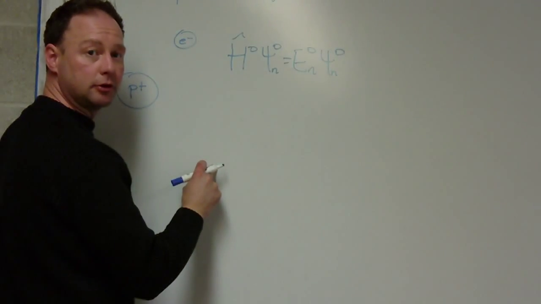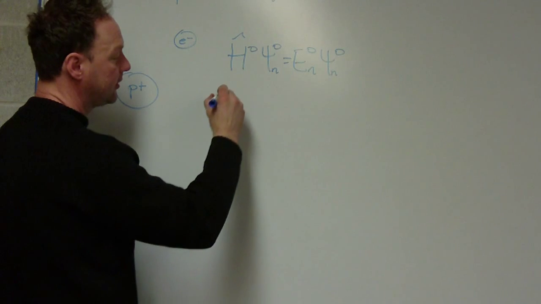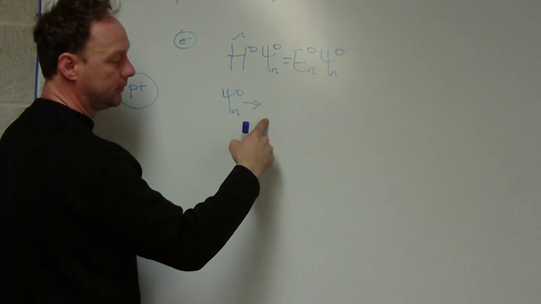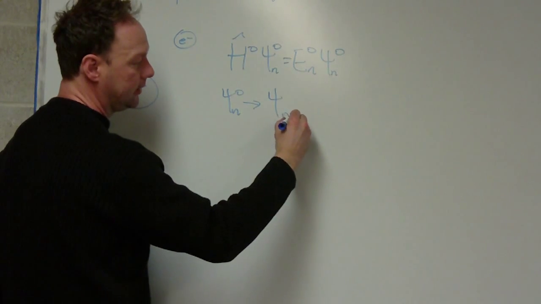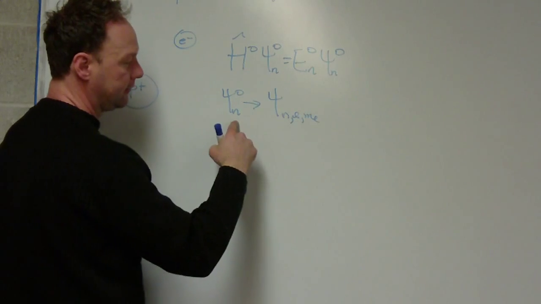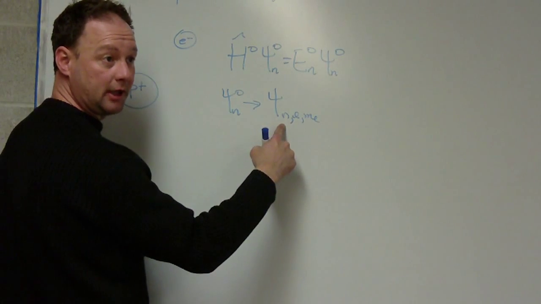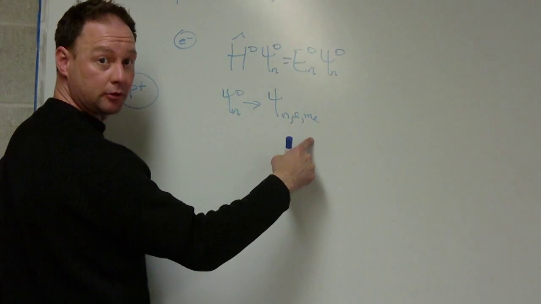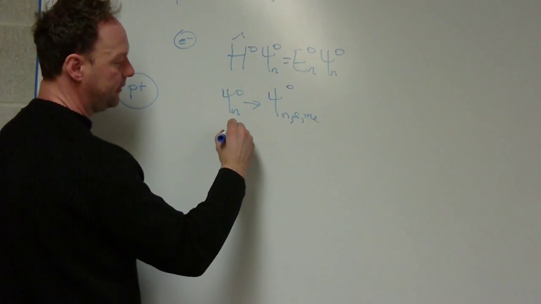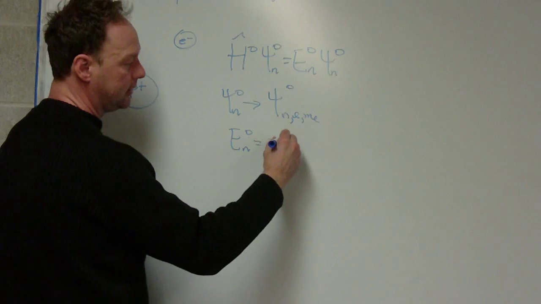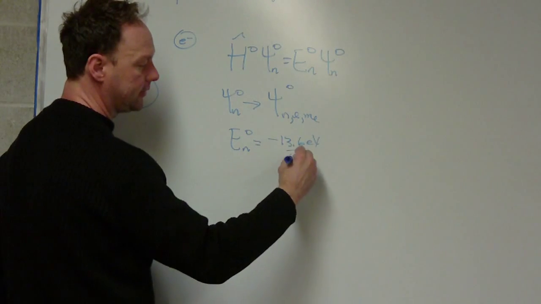It's going to look like this: H0 times psi n0 equals En0 psi n0. What are our solutions? Psi n0s go to, tell me. Psi A, psi B. Psi n, L, ml, right? So for every n, we actually have n squared degenerate solutions, right? All right, so it would be like this. And we have En0 equals minus 13.6 eV over n squared.